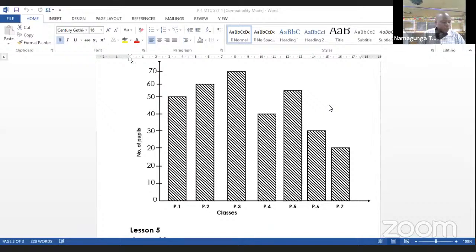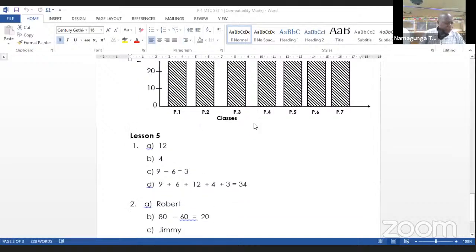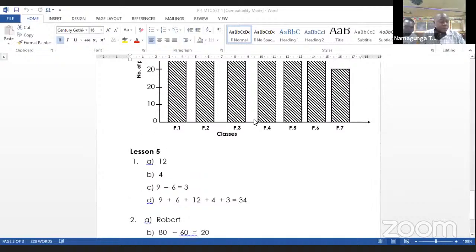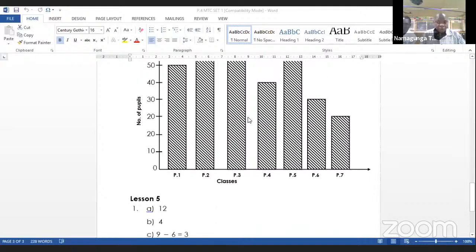Let us just go to the next activity to answer questions about tables. That is reading and interpreting tables. Now with activity 1, the table below shows number of domestic animals kept in a certain village farm. On the table, we have farm animals and number of animals. We have goats 9, sheep 6, rabbits 12, donkeys 4, cows 3.